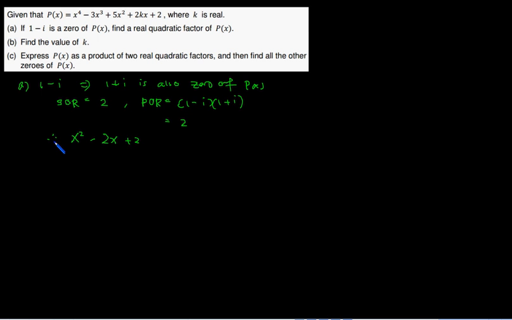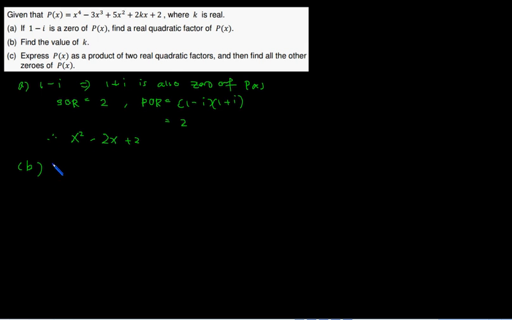Now let's move on to part B, where we are asked to find the value of k. There are two ways to do it. I'm going to choose the second way. The first way is that you can take p(x) and divide it by x squared minus 2x plus 2, because it's one of the factors of p(x), and then from there determine k. But I'm going to use the inspection approach.